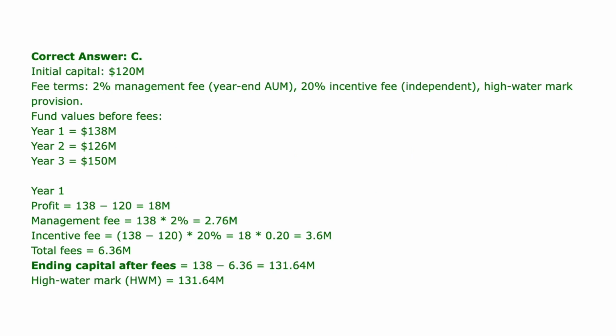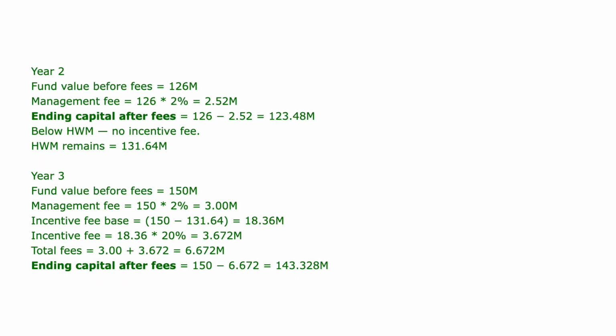Year 1 established the HWM at $131.64 million after fees. Management fee $2.76 million and incentive fee $3.6 million were calculated independently. The initial HWM set the threshold for future incentive fees. In Year 2, value fell below the HWM, so no incentive fee, only the management fee, $2.52 million. The HWM remained at $131.64 million, unchanged.